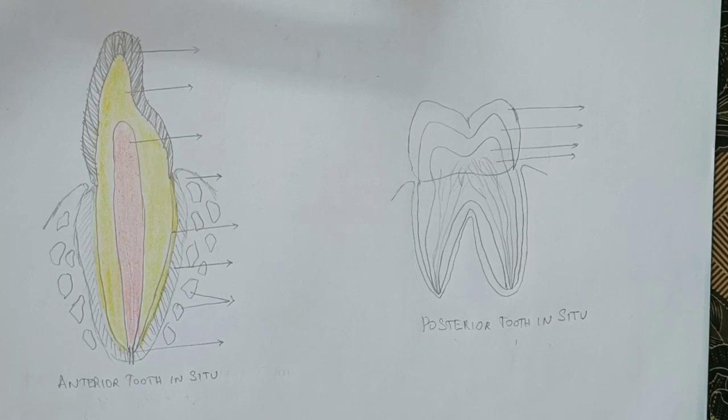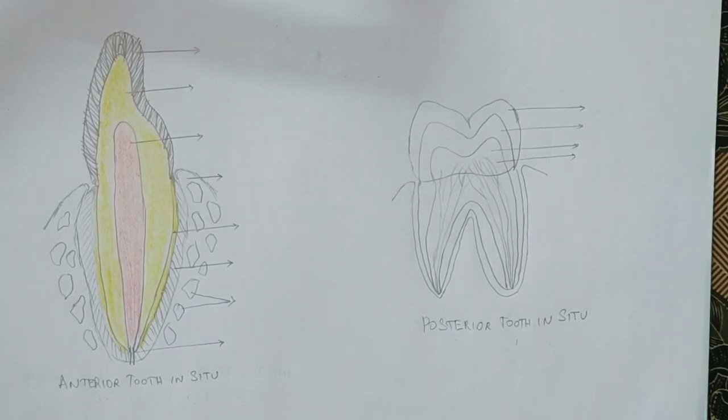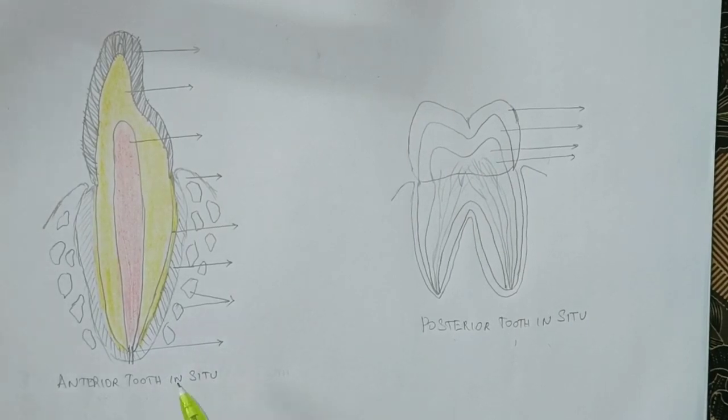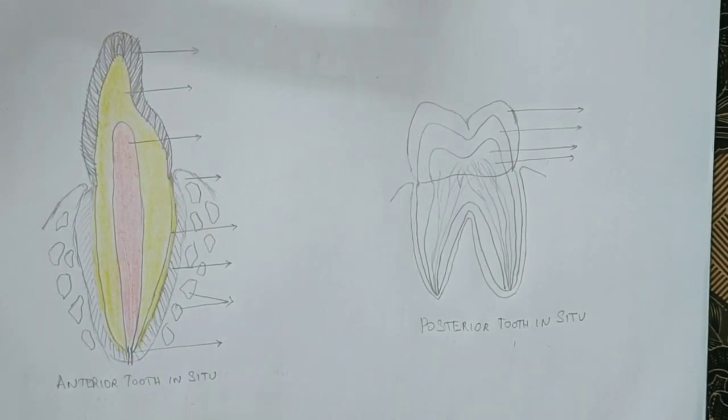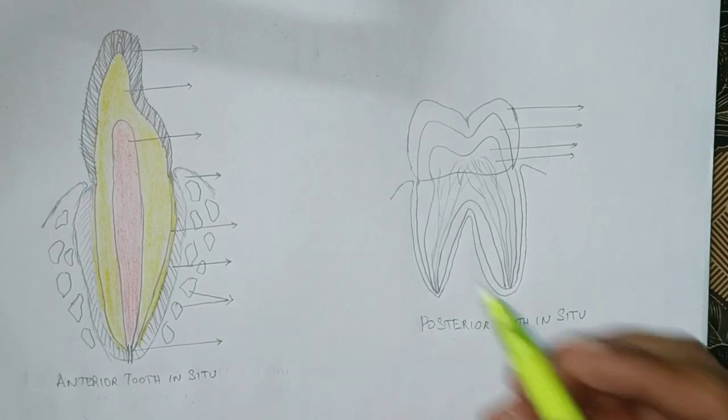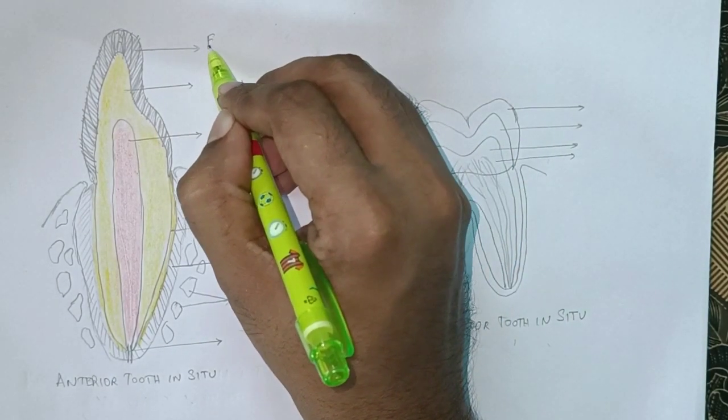Today we are going to see other histological aspects of a tooth. For that I have drawn a longitudinal section of an anterior tooth. It can also be called an anterior tooth in situ. So we'll see the hard tissue structures of the tooth. In that, the first structure is enamel.